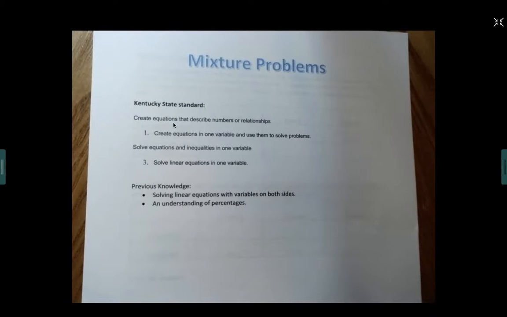We're going to look at mixture problems. I would like to apologize in advance that I am a little under the weather, so hopefully I will not have a coughing fit during this lesson.